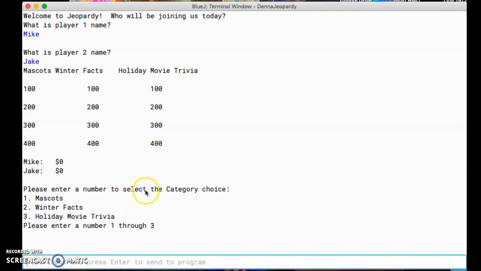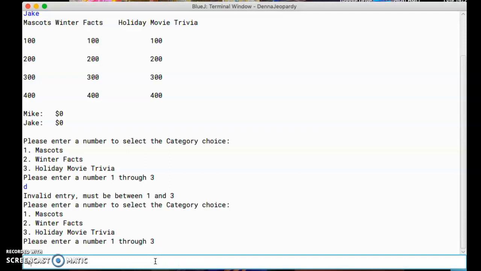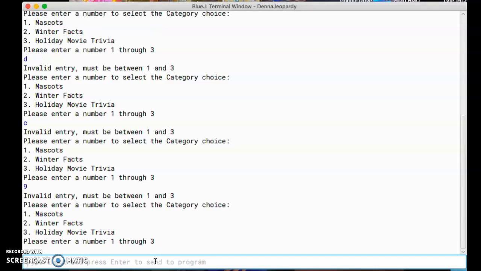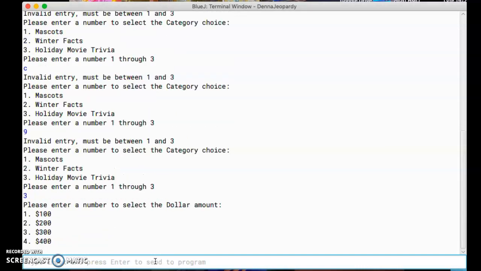And so in this case, I'm going to ask the user to enter a number 1 to 3 to choose a category. Now we need to protect against all bad input. So if the person were to enter a letter, for example, regardless of how many times they enter a bad letter, we need to tell them to enter a number between 1 and 3. If they were to enter a number that was not a good number, then we tell them to enter a valid number. And then as soon as they enter a good number, then we let them continue.